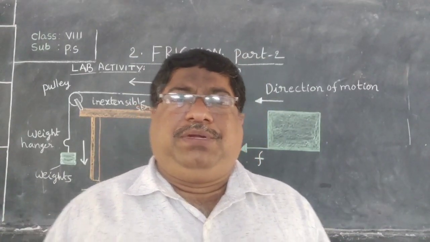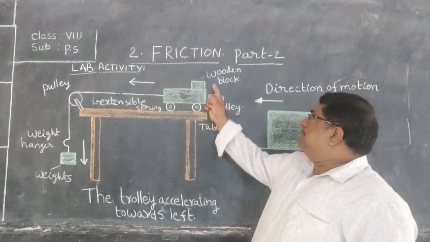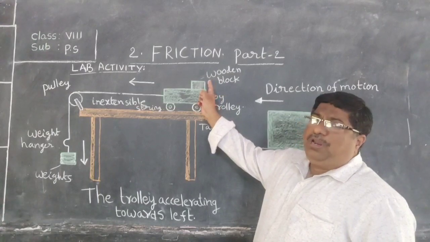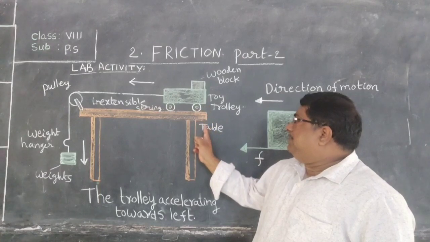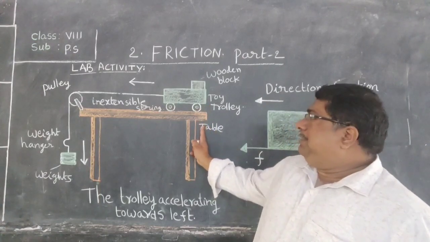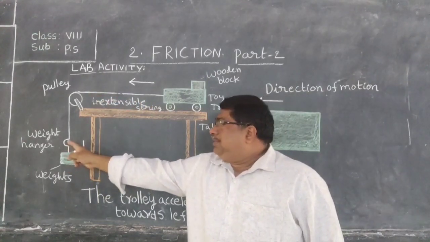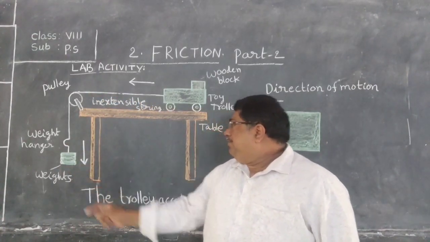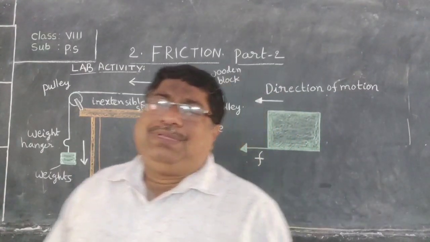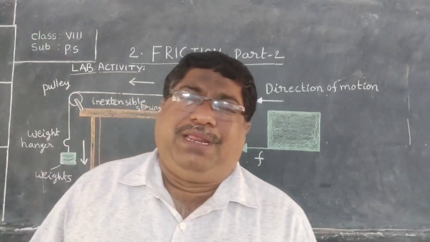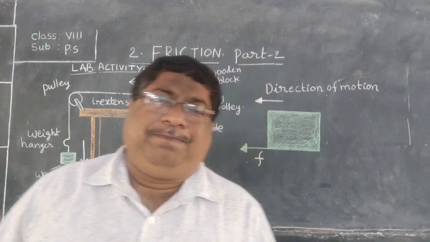Say, children, what are the materials required? Small wooden block, toy trolley, table, inextensible string, pulley, weight hanger, weights, and the table. So these are the materials required in order to do the lab activity.